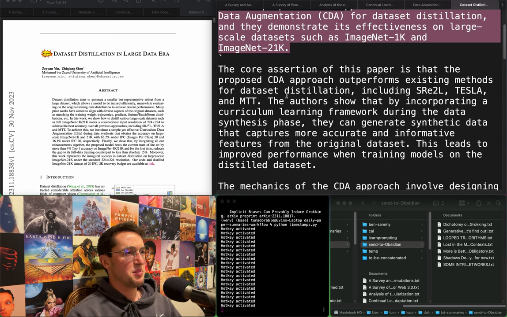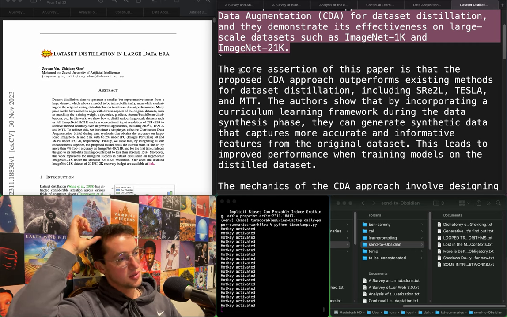Are those datasets that big? 1K, 21K? That sounds small in my head, although I don't know. I guess I'm comparing it to tokens and language sequences, which is what I'm more used to, and it's kind of different.